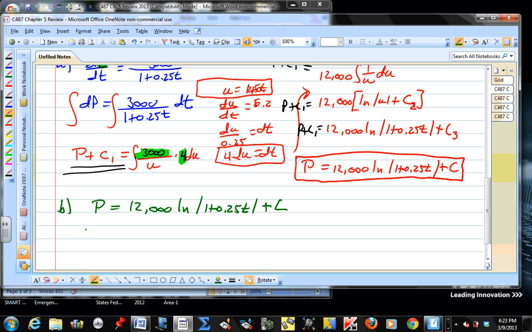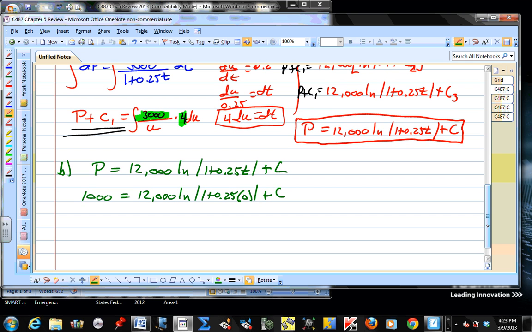They told us that P is 1,000 when t is 0. So we replace P with 1,000 and replace t with 0. Let's see what we get. 0.25 times 0 is 0, plus 1 is 1. Natural log of 1 is 0. So we get 1,000 equals C. That means our particular solution is P equals 12,000 times the natural log of the absolute value of 1 plus 0.25t, plus 1,000. Here's our particular solution.